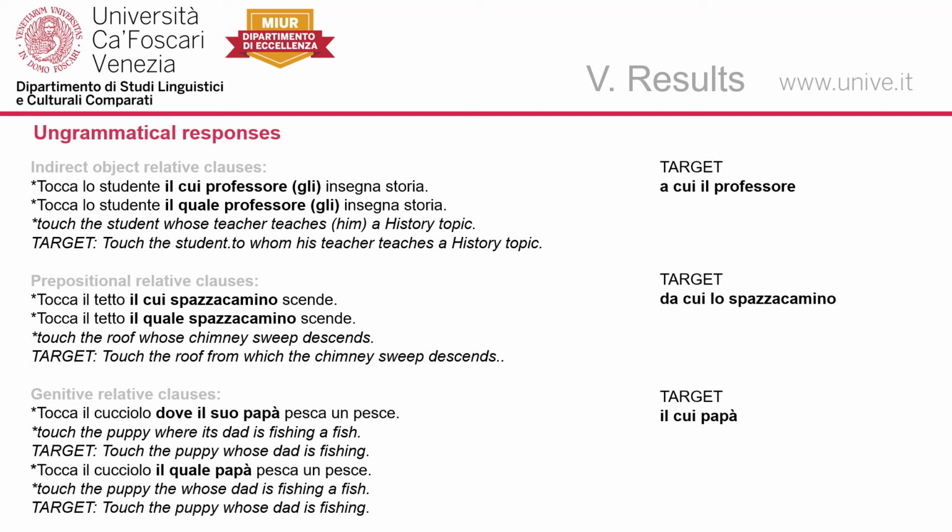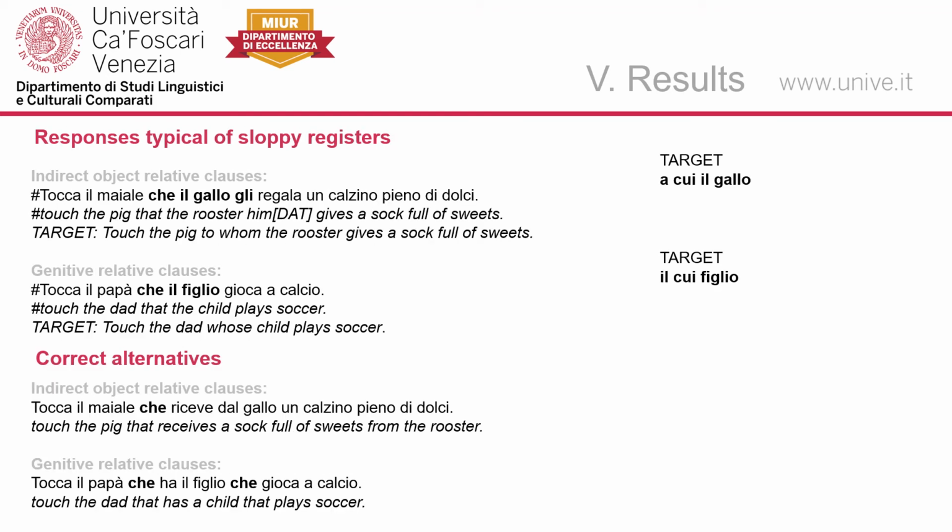The same ungrammatical strategies were used when prepositional and relative clauses were elicited. In genitive relatives, "dove", where, was used as a complementizer, maybe trying to avoid piping of the article "il", the, with the relative pronoun. Some students also again used "quale" instead of "cui", saying "tocca il cucciolo il quale papà pesca un pesce". Other strategies were used by our participants to avoid the production of indirect object relatives and genitive relatives.